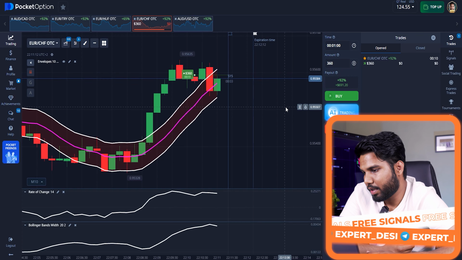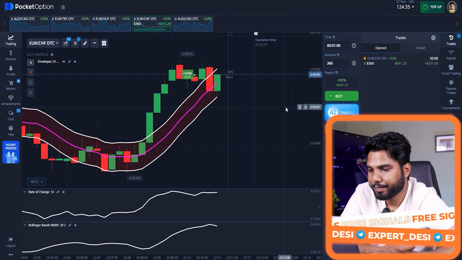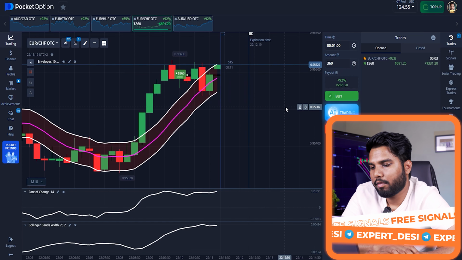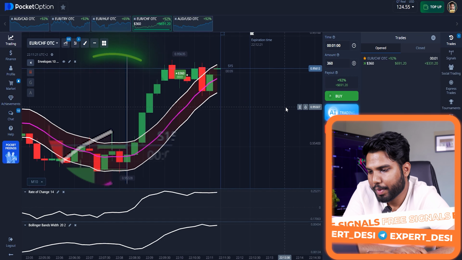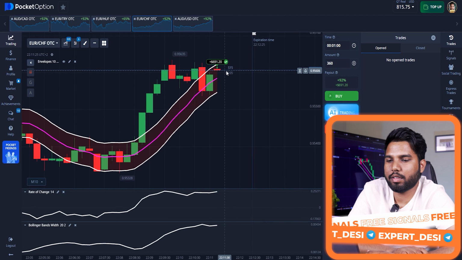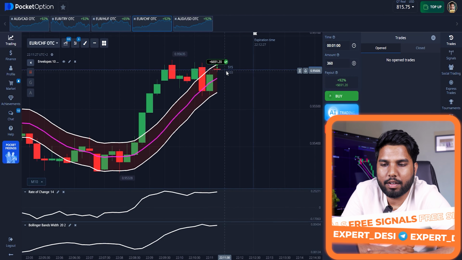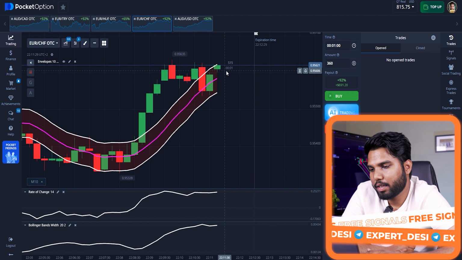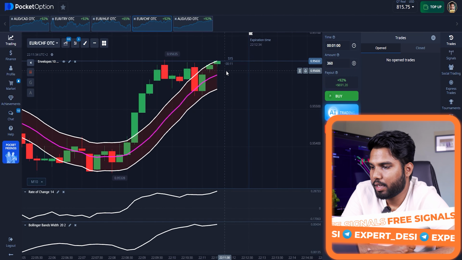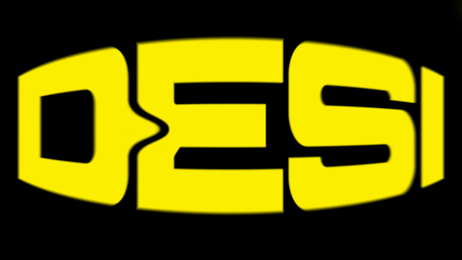Here we can see it using the envelopes indicator. We decided to go because the overall envelope is increasing, you can see. So here's the profit, $691, easy $691 I would say, and a total of $815 in the account. Let's not stop here, let's head to the next trade, next pair, and see the market.